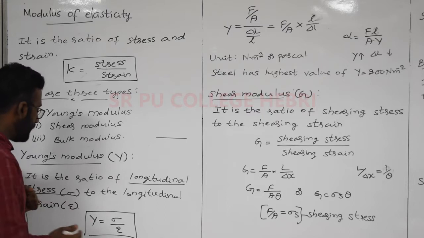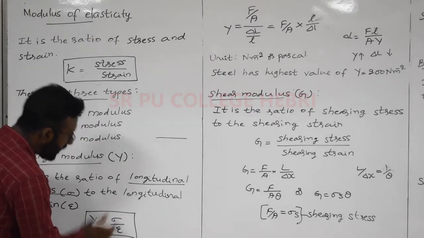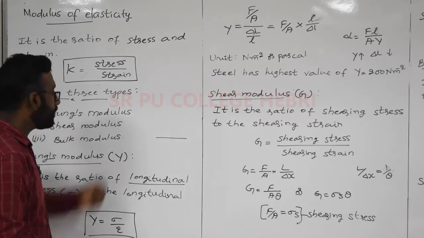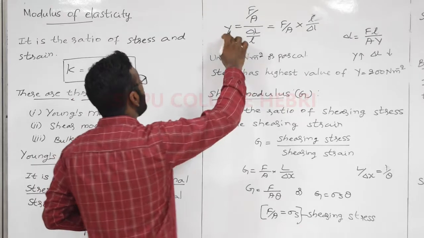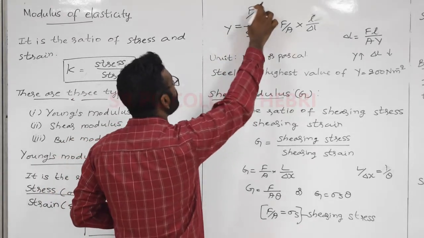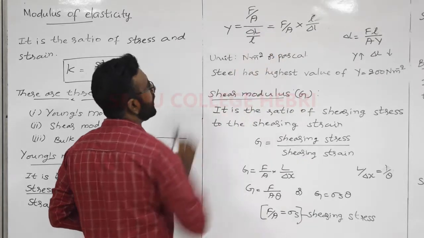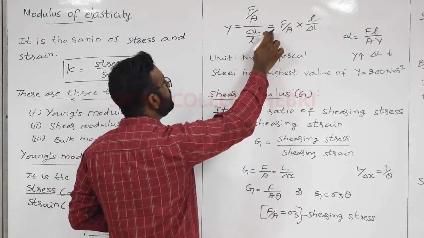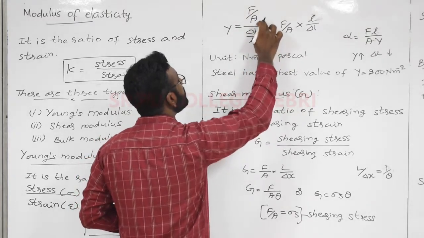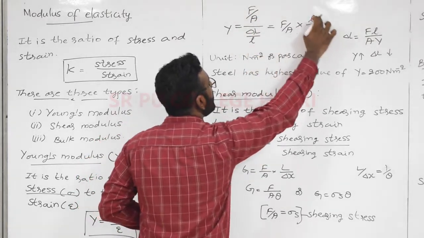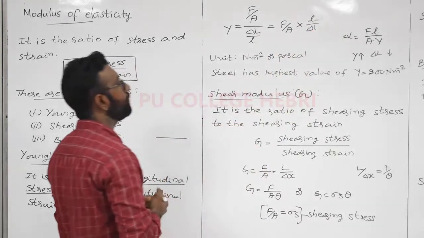We can denote it using Y, that is equal to sigma divided by epsilon. The mathematical expression is Y equal to F divided by A, that is stress, divided by strain. I can write this term as F by A, then we take L to the numerator, divided by delta L.